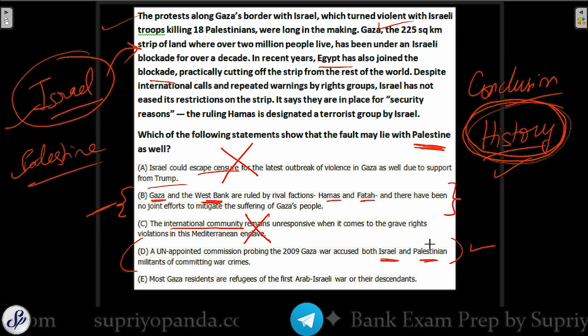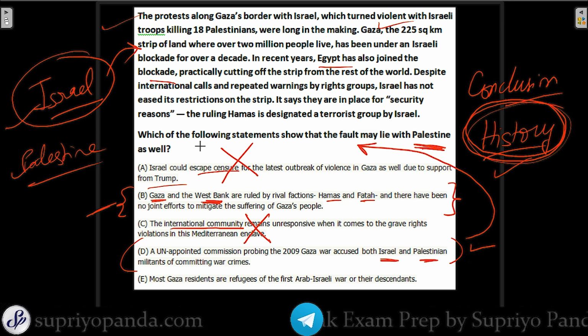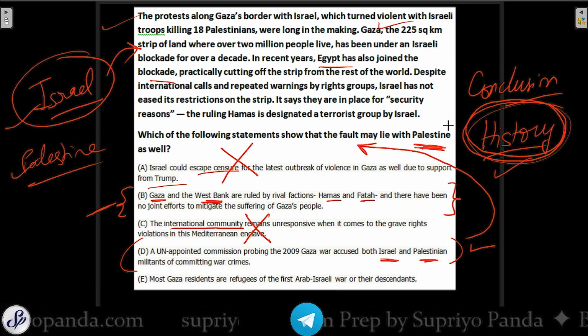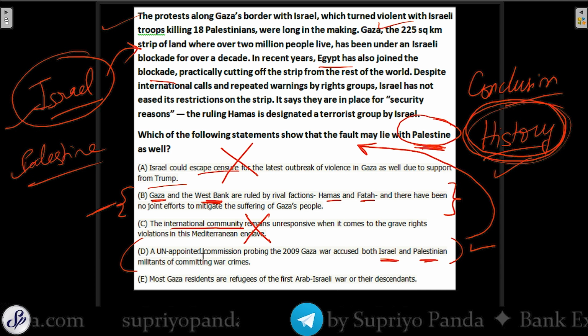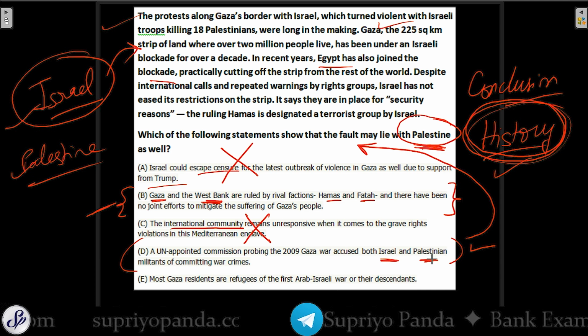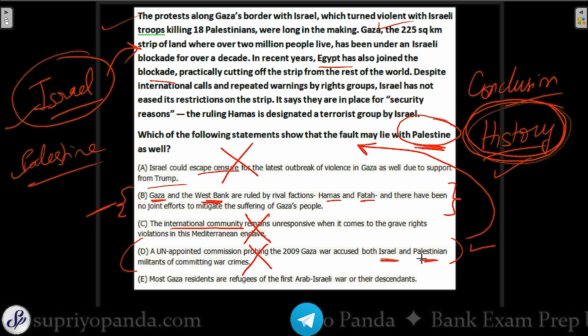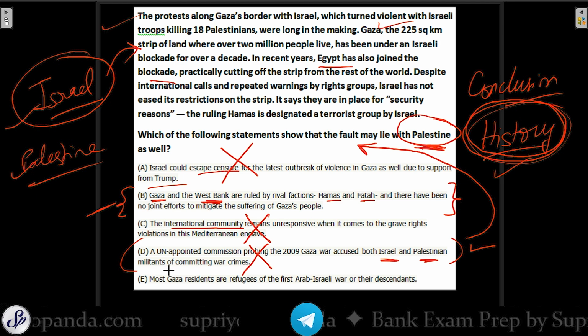Now see the question you have been asked. You have been asked which of the following statements shows that the fault may lie with Palestine as well. So you are choosing an option where Palestine is to blame. In this option, both Israel and Palestine are to blame. So that is why you have to eliminate it, because both of these countries are being blamed as per option D. So option D cannot be your answer.